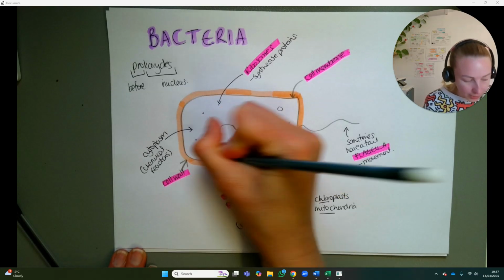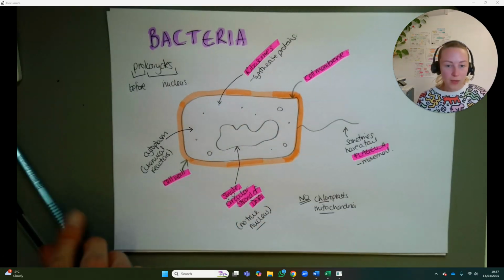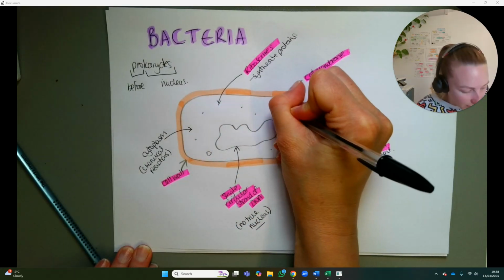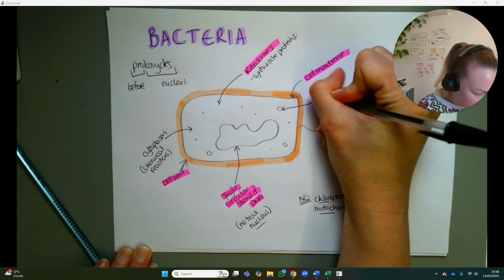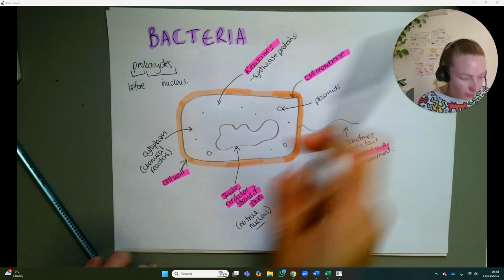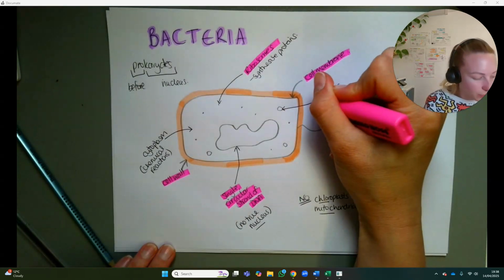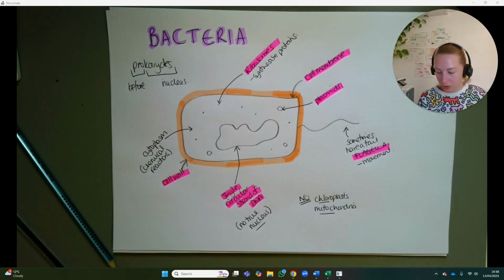We don't have to have them. We can have one, we can have two, we can have three, we can have a few. And these smaller bits of DNA are called plasmids. And they have some more DNA on them. And we don't always have them, but we sometimes do.